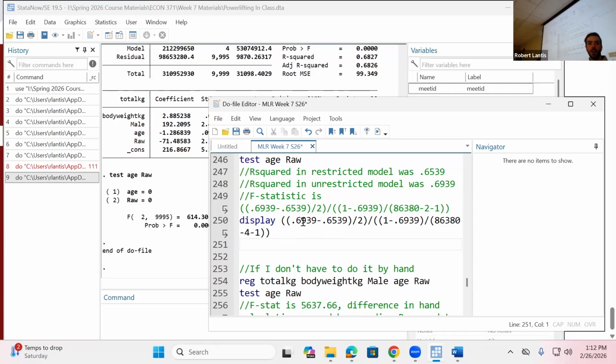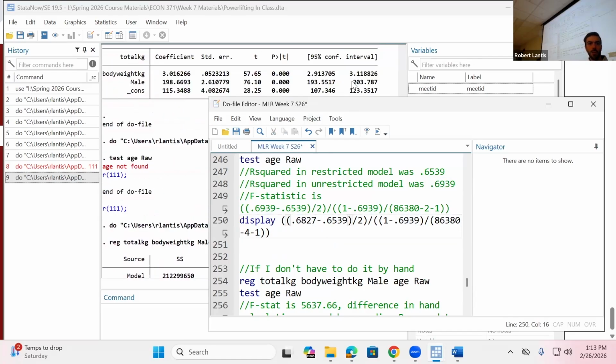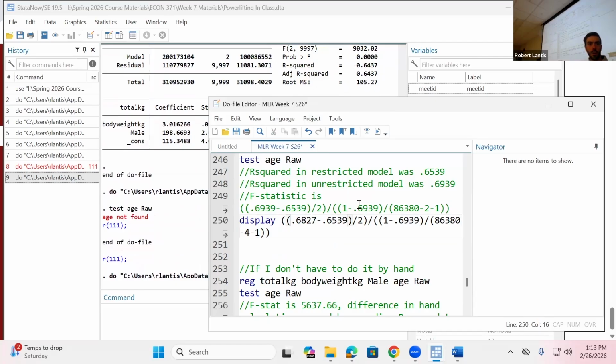I found the R squared from, oh, these values are a little off because I changed the data set. So we're going to have to change these, right? So this is what? 0.6827. The R squared from our restricted model was what? 0.6437. I forgot I changed this data set for you.